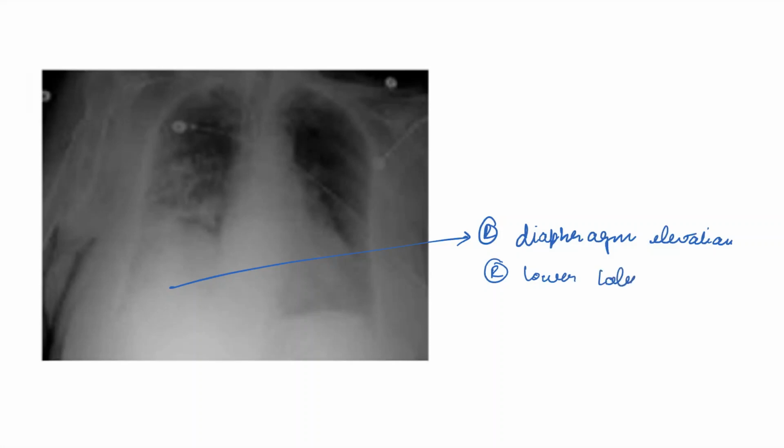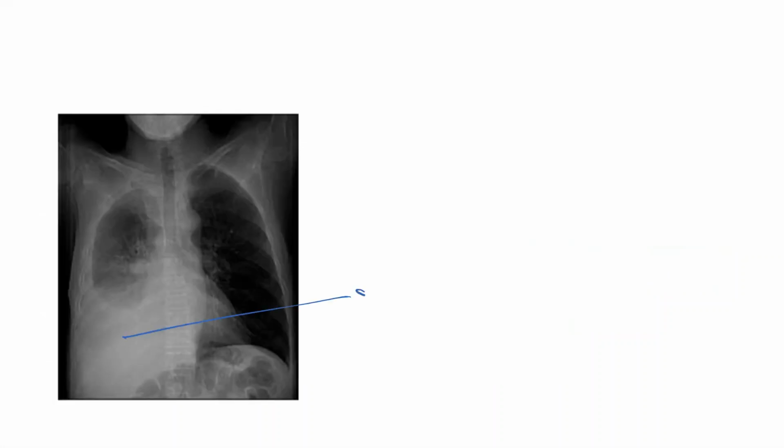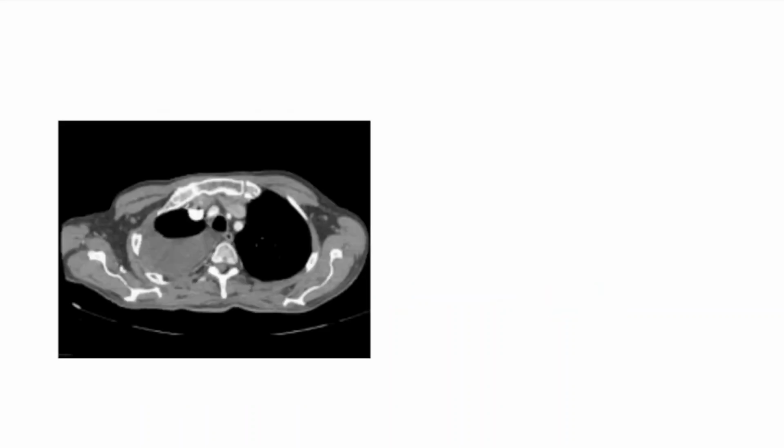Okay, in this PA view, you can see the right diaphragm is elevated. So it may be right lower lobe volume loss. This shows right pleural effusion. This is a CT of right pleural effusion.